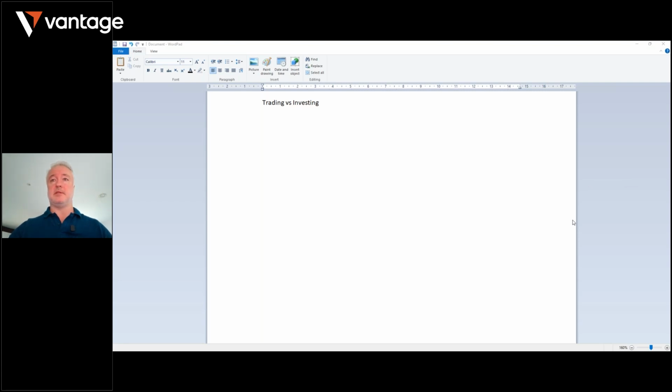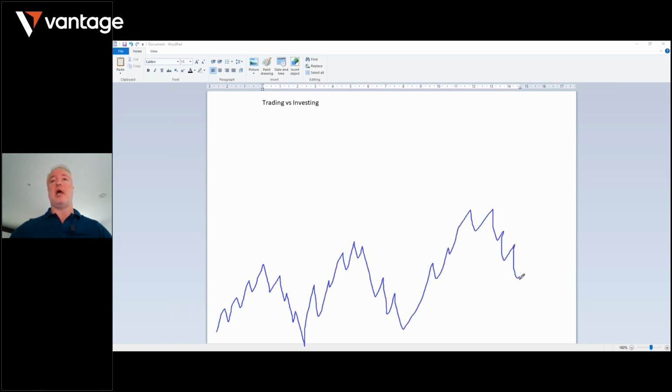So let's talk about this. Imagine we're looking at the daily chart for the S&P 500. So we see it going up, daily chart in an uptrend, goes into a downtrend, then it goes back into an uptrend, downtrend, then a little bit higher, and then eventually it sort of goes up. Okay. So let's talk about investing.